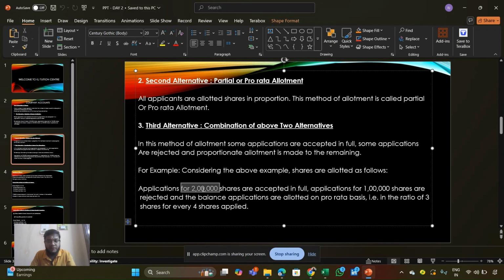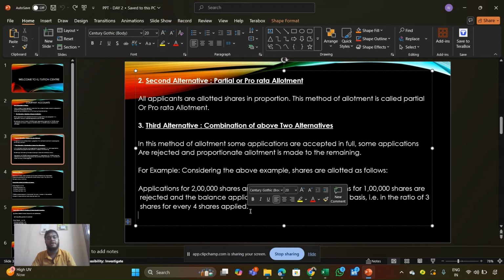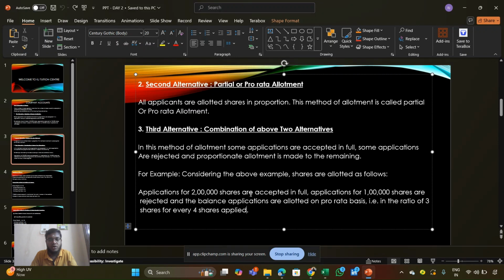For example, applications for 2 lakh shares are accepted in full. Okay, and the applications for 1 lakh shares are rejected. So it is given that 1 lakh shares are rejected, and the balance applications are allotted on pro rata basis. That is the ratio of 3 shares for every 4 shares applied. So this is the concept. 2 lakh shares are accepted, and 1 lakh shares are rejected, and the balance will be allocated on pro rata basis. Okay, we'll move with the sum and we'll understand the concept through the sum.